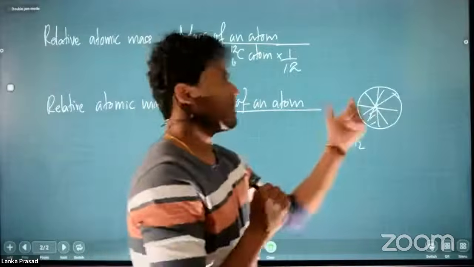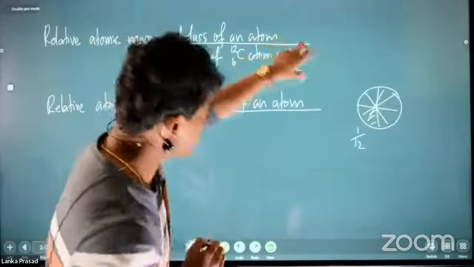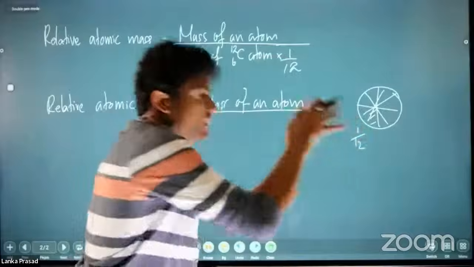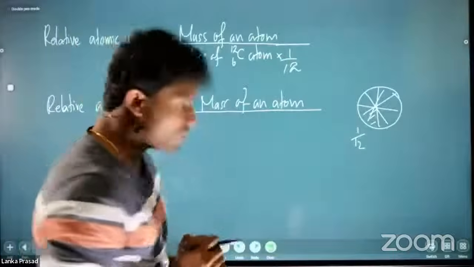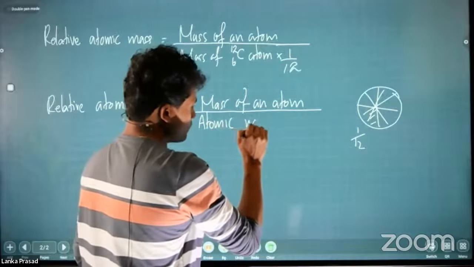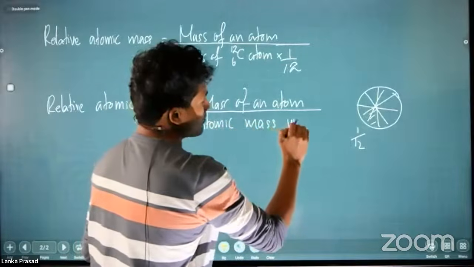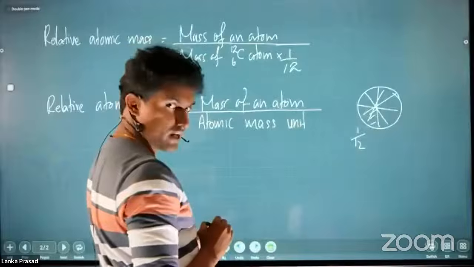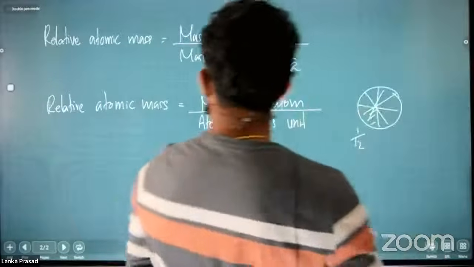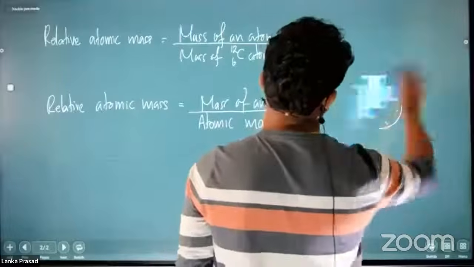That bottom part, what do we call it? We call it the atomic mass unit. Got it? Those are the two equations you can use to find relative atomic mass.